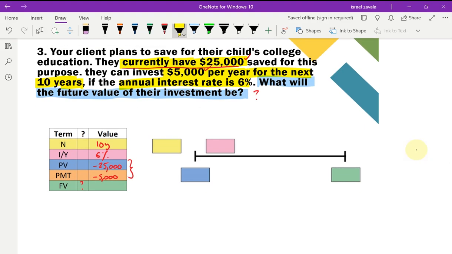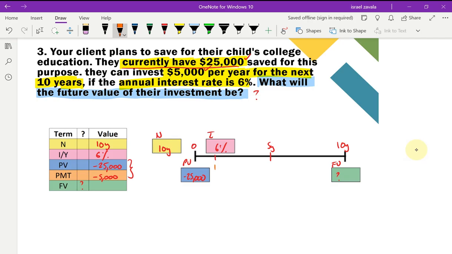So let's go to our timeline. Okay. So now we have all of the terms. Now we're using all the terms of the time value of money. This is fantastic. So we have 10 years. The interest is 6%. The present value is 25,000, and we are looking for the future value. So we have time 0 here, and we have 10 years there. This is the middle point, and this is year 1.